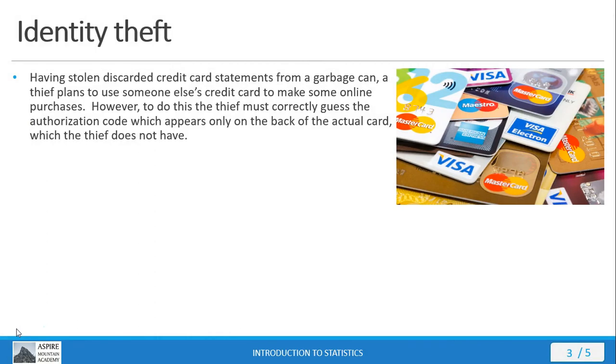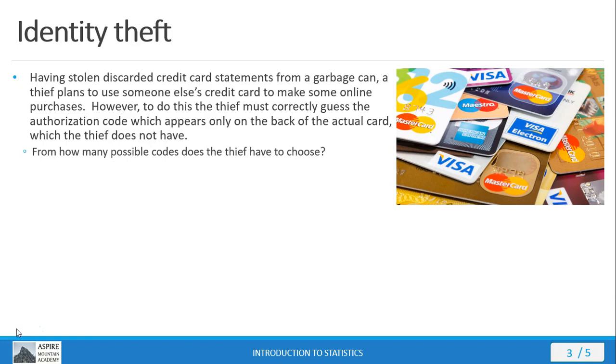Let's look at an example problem to practice what we've learned so far about calculating the whole part for a probability. So here we've got somebody who's stealing credit card statements from a garbage can. So the thief is obviously planning to try to use somebody else's credit card account to make some purchases. But the thief has just the statement. In order to authorize the purchase, the thief is going to need the authorization code, which appears only on the back of the actual credit card. So if all the thief has is the credit card statement, then there's going to have to be a guess made on the authorization code in order for this plan to work out.